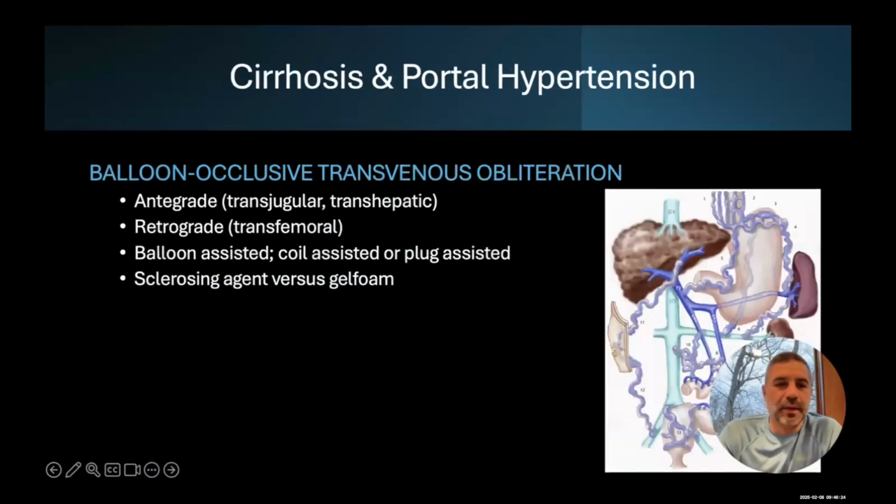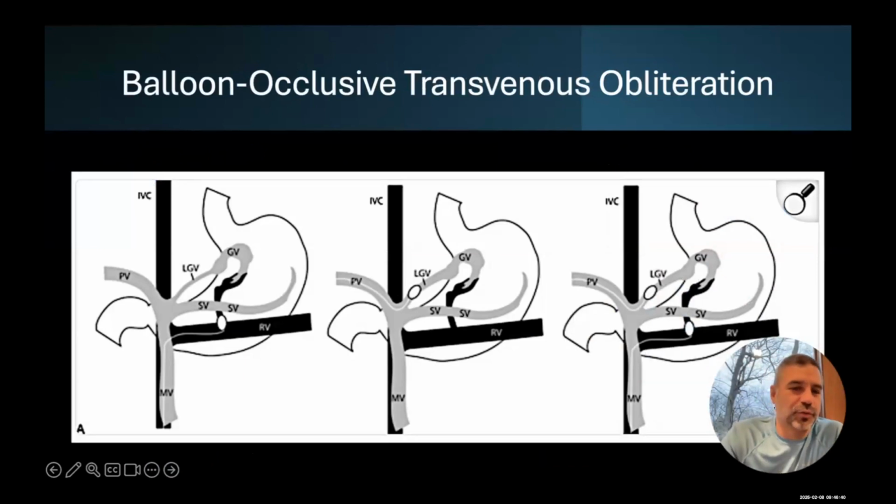So I don't really want to go too much into the indications, contraindications or complications of the procedure, but here are other procedures that we perform: balloon-occluded retrograde transvenous obliteration. That could be antegrade or retrograde. There are complex collateral vessels that can be formed. Mainly it's a gastrorenal shunt or a splenorenal shunt.